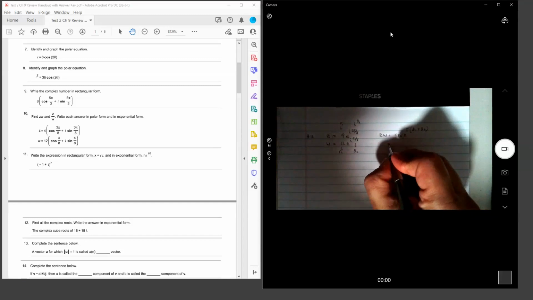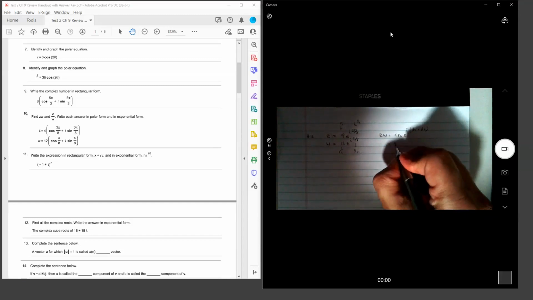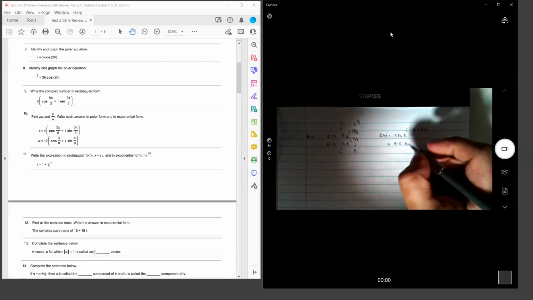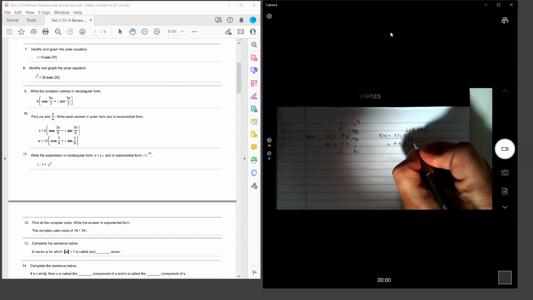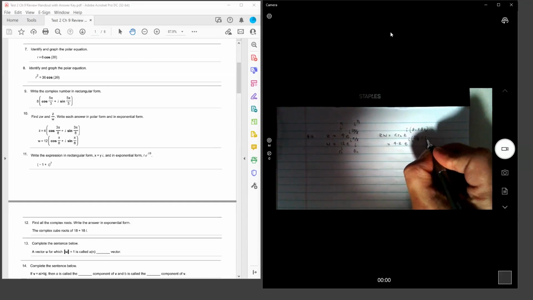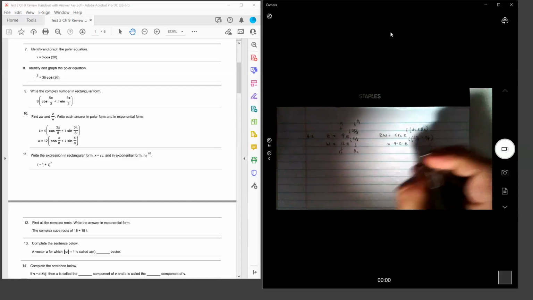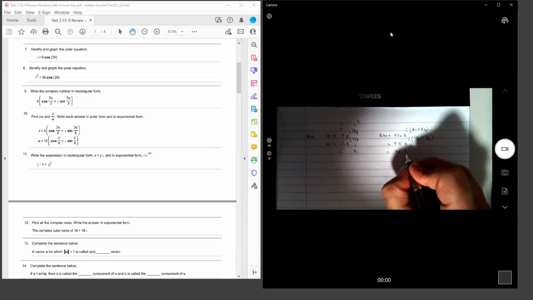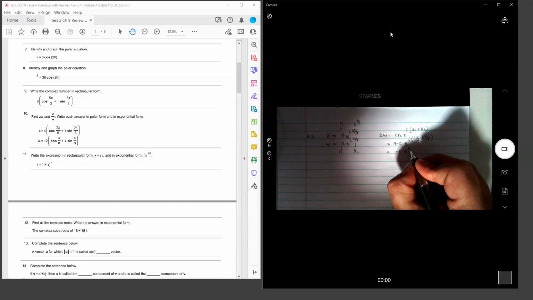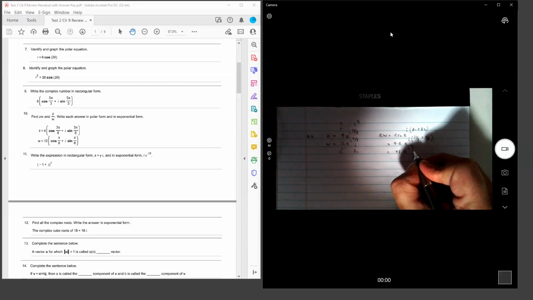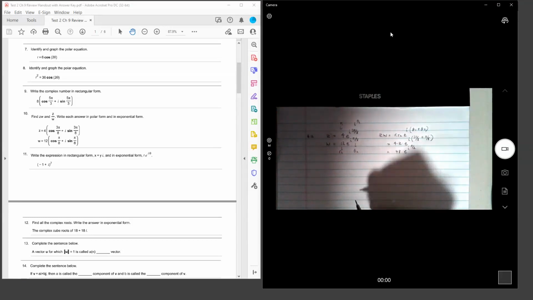So in this particular example, we have 4 times 12 times e raised to the power of i, 3 pi over 8 plus pi over 8. And we get 48 times e raised to the power of i. This will be 4 pi over 8, which will be half, so pi over 2.